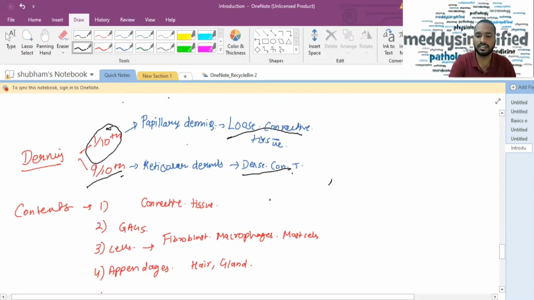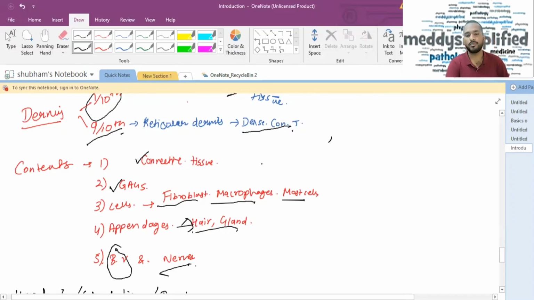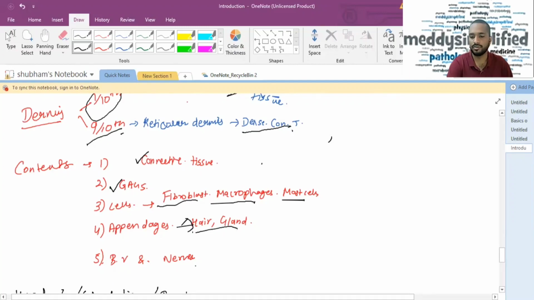Now, a few important things, that is the contents of the dermis. One is the connective tissue. Second is the glycosaminoglycans, that is the ground substance, right? Then we have the cells, that is fibroblasts, macrophages, mast cells, lymphocytes, etc. Then the appendages, which include hair and glands. And last but not the least, very important for all the organs, are blood vessels and nerves. So these are the important contents of the dermis, right?